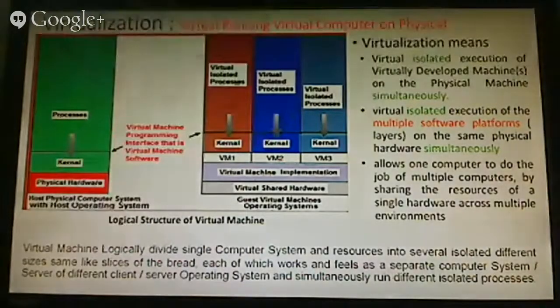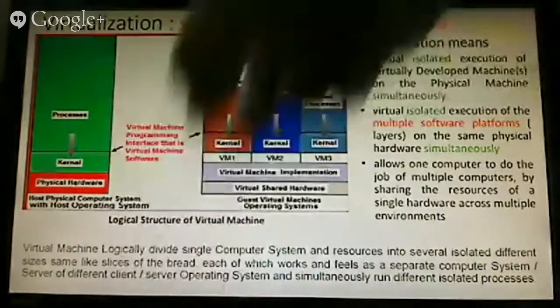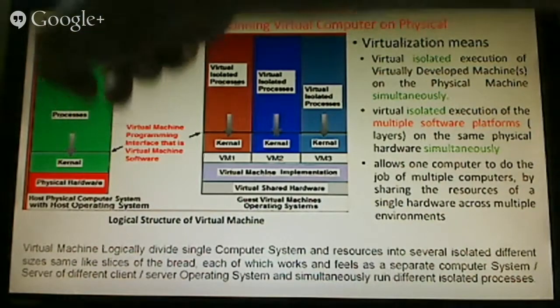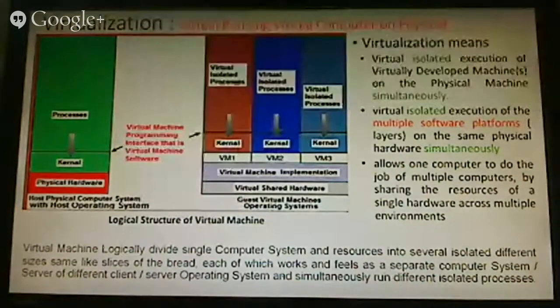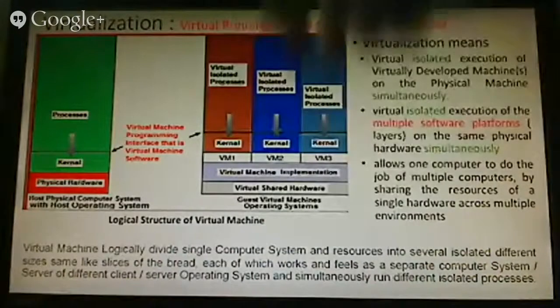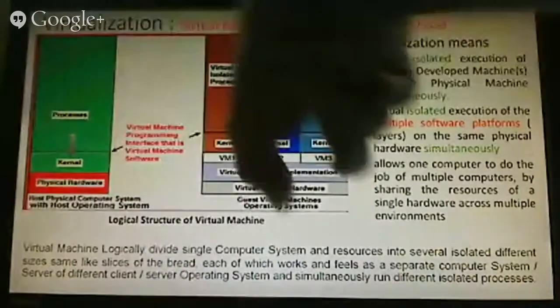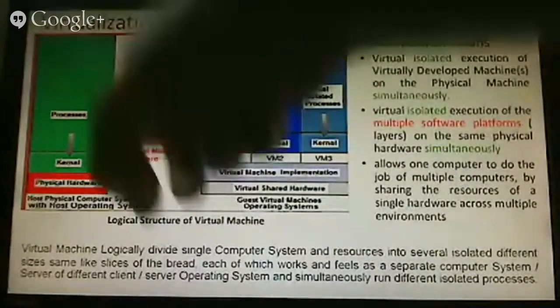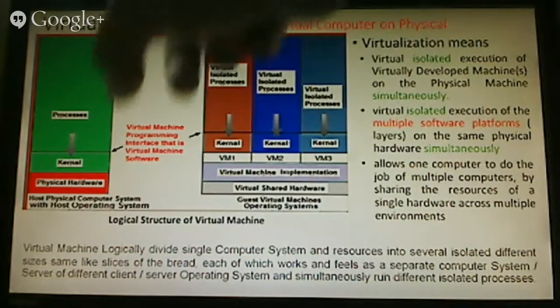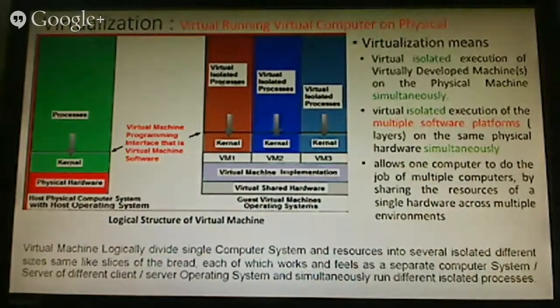The virtual machine software logically divides the physical computer system into separate, isolated parts of different sizes, like slices of bread, each of which works as a separate computer system running simultaneously and isolated from each other. So, by installing the server as well as the client on a single computer system, the server hardware per location can be saved.